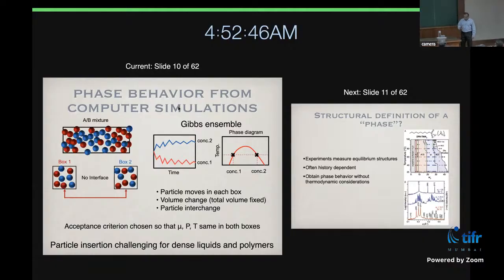Okay. So if you want two things to be at the same chemical potential, you have to take a molecule from here and stick it in there, and one from there and stick it in here. This is going to be part of your simulation. So when you're doing a Monte Carlo simulation, you move the particles around, and that keeps the temperature fixed. You can change the volume to keep the pressure fixed. But if you want to keep the chemical potential fixed, you have to do this particle interchange. And if you have a dense system, it is very hard. Okay, so that's where we were stuck.